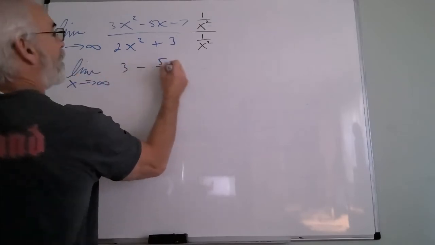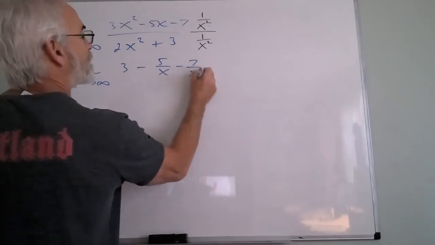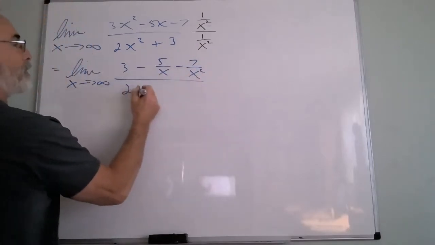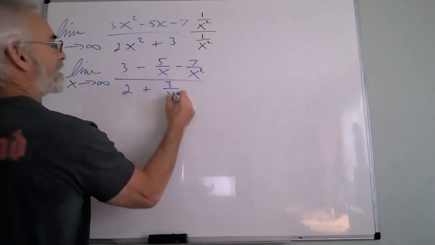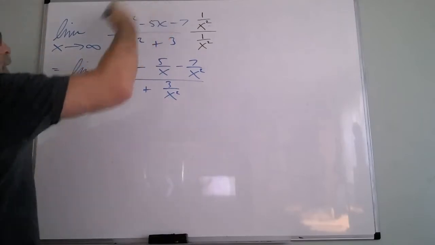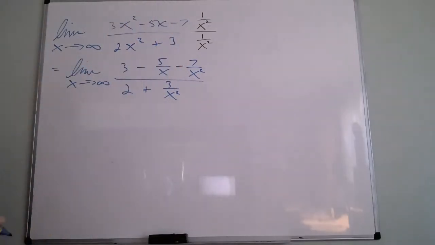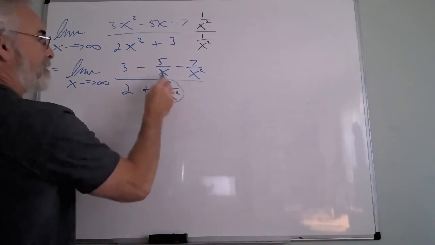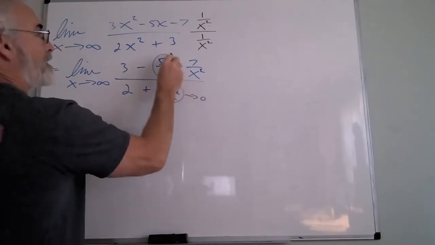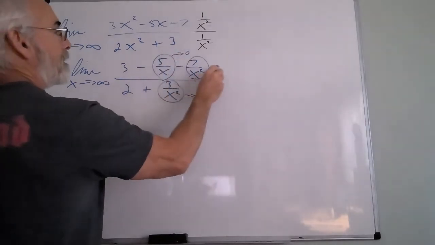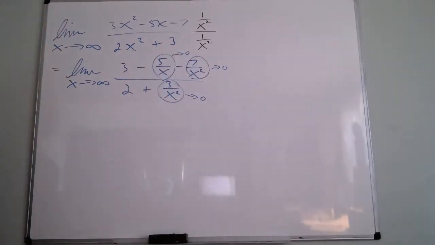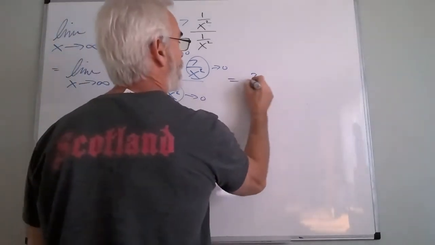So now I'd have 3 minus 5 over x minus 7 over x squared on the top. On the bottom, I have 2 plus 3 over x squared. Now, forget the limit. That quantity is equal to this quantity everywhere except x equals 0. So now I'm in good shape. I have a bunch of transient terms, which means they will go to 0. So as x grows without bound, this quotient is approaching 3/2. So the limit is 3/2.